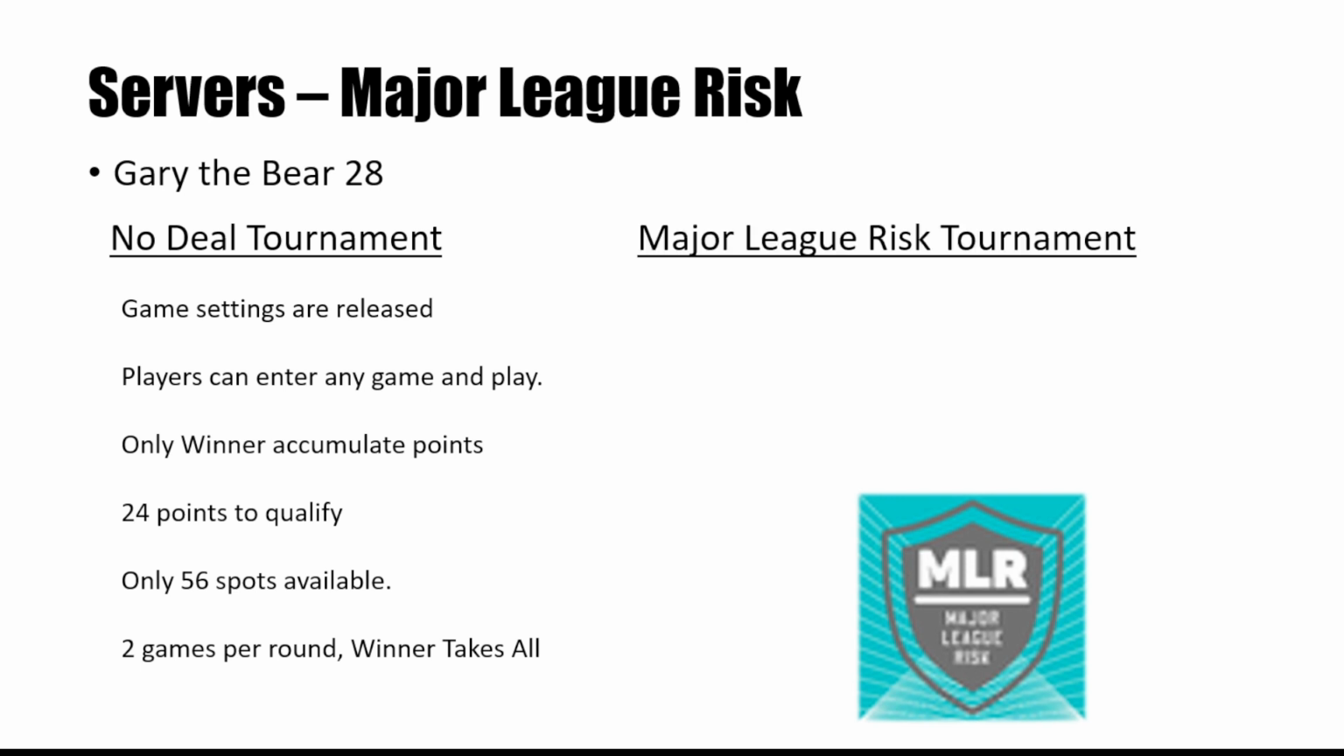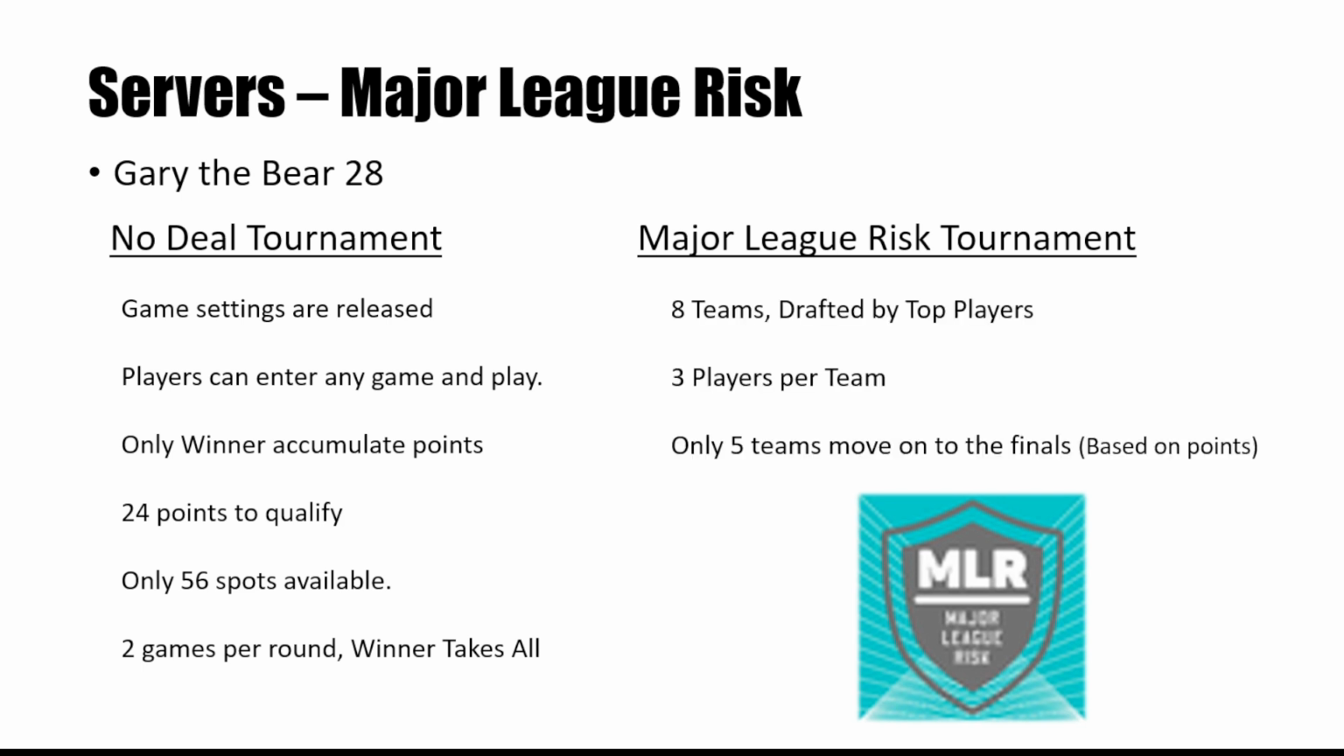The next tournament that he had, which was a really nice idea, was the Major League Risk tournament, and in this one he had eight teams, and those eight teams were represented by one of the top players. You have people like Pete, you have Mallory, and I don't remember who else, my bad, but you have three players that are drafted to each one of those teams, and only five teams move on to the finals, and this is all based on points.